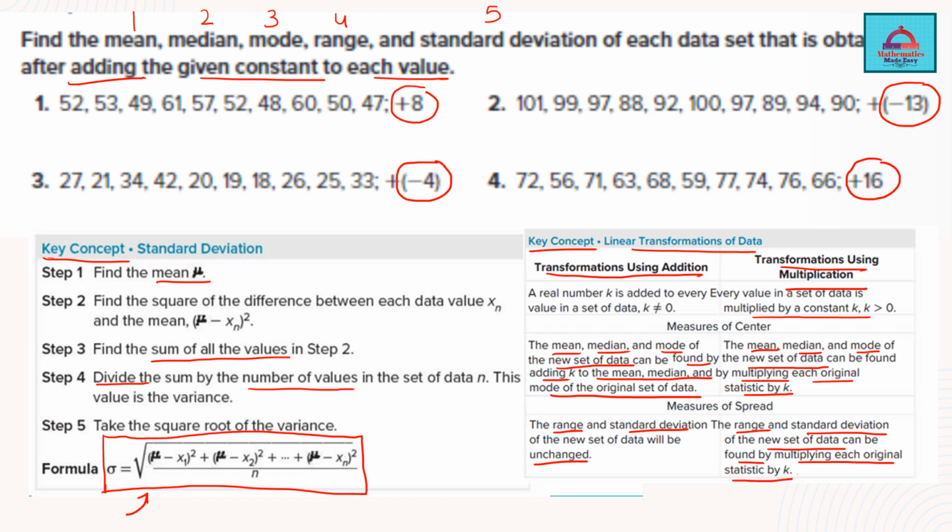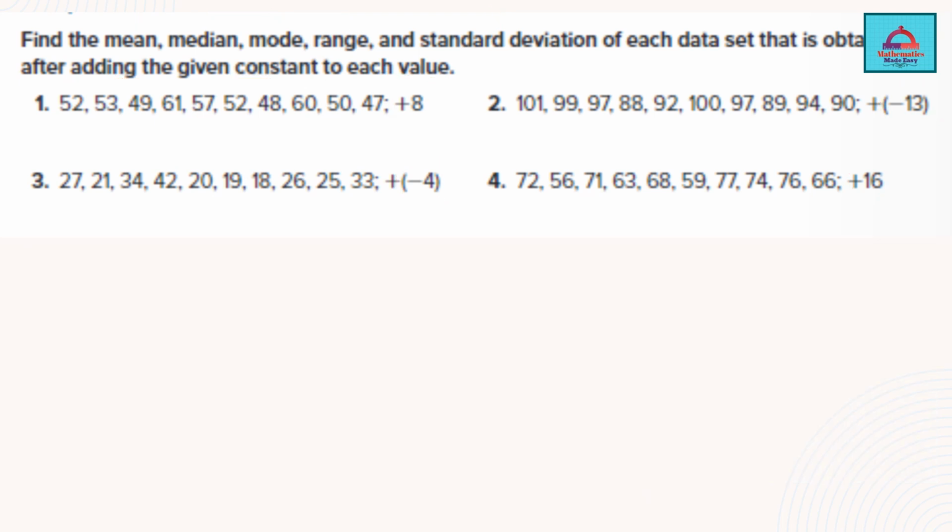So there is a difference between addition and multiplication. In multiplication, the new range and the new standard deviation can be obtained by multiplying with k. However, for addition, there was no change in the range and standard deviation. So let's now use all these concepts for solving question number 1.